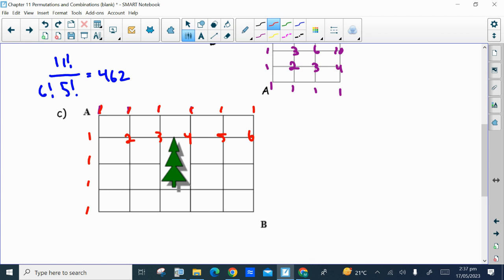So let's continue down this next row. We can get to this point from above or from the left. That's 3. We can get to this point from above or from the left. That'll be 6.